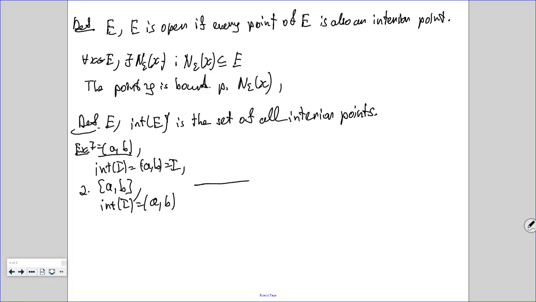To see this, suppose this is our interval AB. Then remember that A and B are boundary points. If we get rid of these points, if we exclude them, we end up with the interior points.